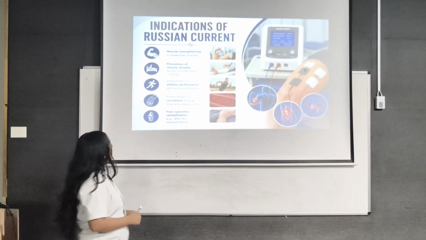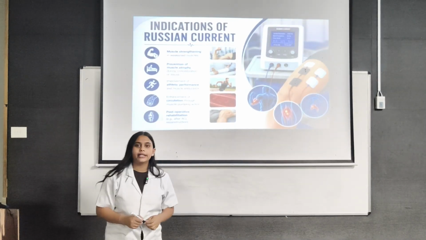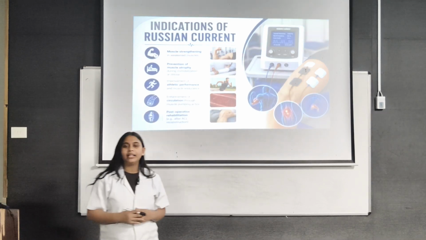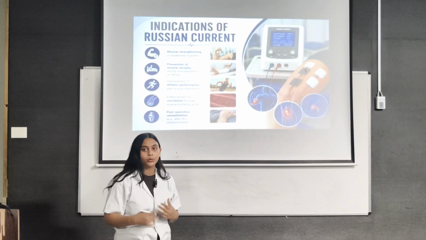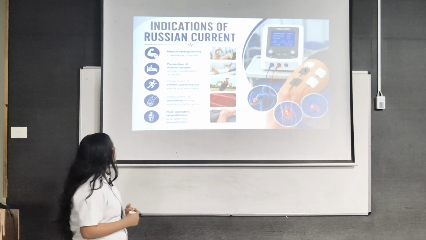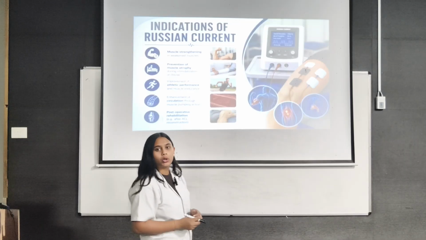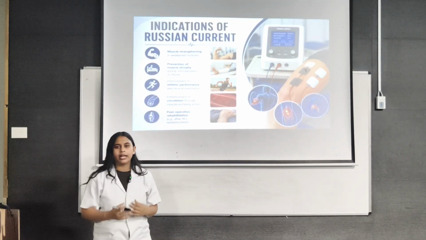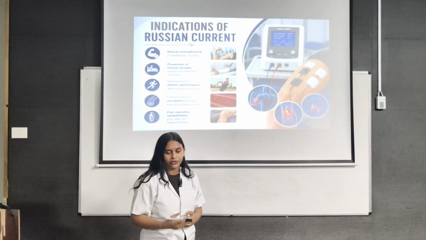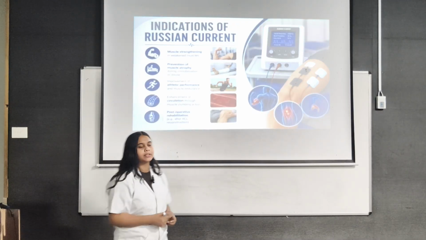So next, indications of Russian current. First one is muscle strengthening. The main indication of Russian current is to strengthen a muscle. Second one, prevention of muscle atrophy. After prolonged immobilization and disuse, the muscle undergoes atrophy. So to prevent that, we use this Russian current.